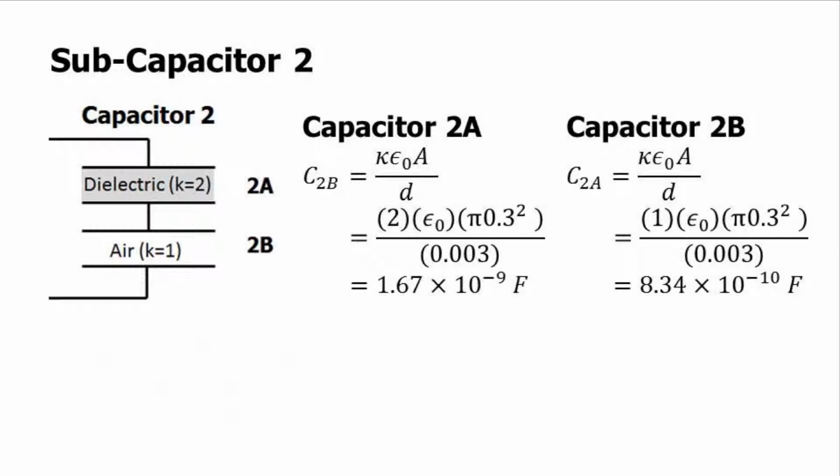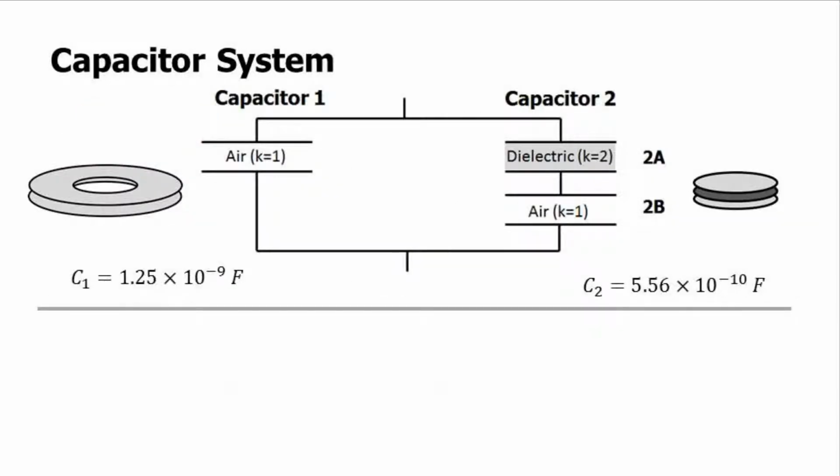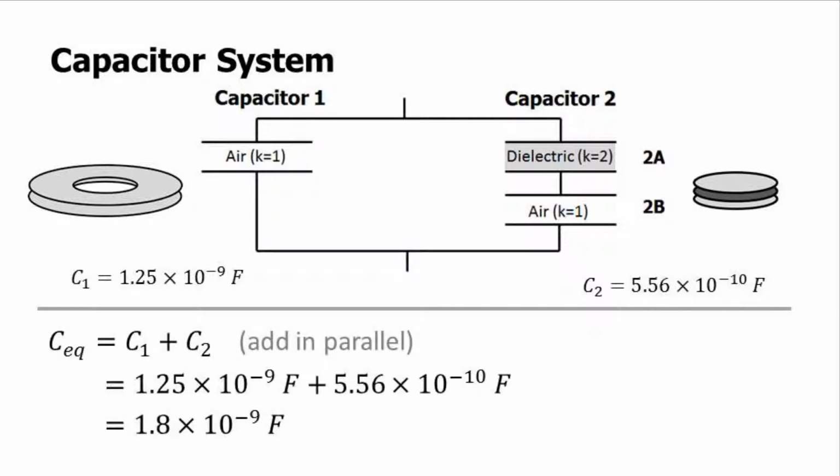Once we have these two results, we can add the two capacitances in series to achieve an equivalent capacitance of subcapacitor 2. We can complete the problem by finding the equivalent capacitance of the entire system simply by adding the capacitance of capacitor 1 to the capacitance of capacitor 2 in parallel. We achieve a result of 1.8 times 10 to the negative 9th farad.